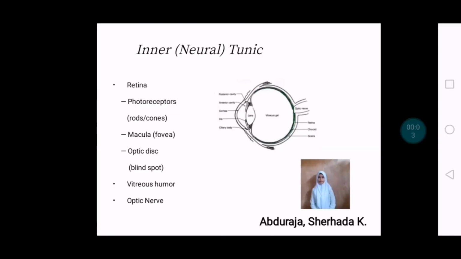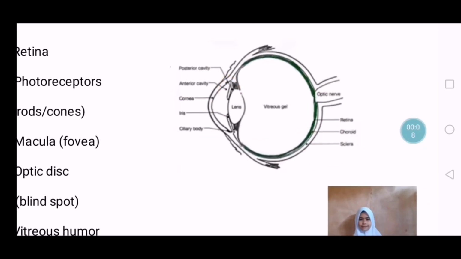Inner neural tunic. The retina is the nervous tunic of the eyeball that consists of the outer pigmented layer, which is composed of pigmented simple cuboidal epithelium, and the inner neural layer, which responds to light. The retina covers the inner surface of the eyeball posterior to the ciliary body. It is located at the back of the eye. The retina is a layered tissue that transforms the light coming into your eyes into electrical signals, and these signals are sent to the brain where they are recognized as an image.